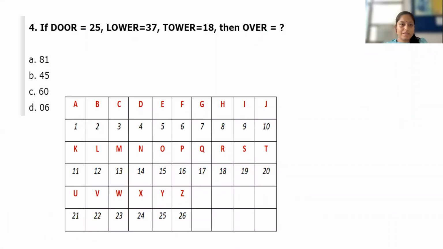The next question is, if door is equal to 25, lower is equal to 37, tower is equal to 18, then over is? It's a bit confusing question, but let's do it. I'll do it for you so that you understand that these kind of pattern of questions can also be there. Now what we have to do here is, if we see D, 4, O is 15, again O is 15, and R is 18.